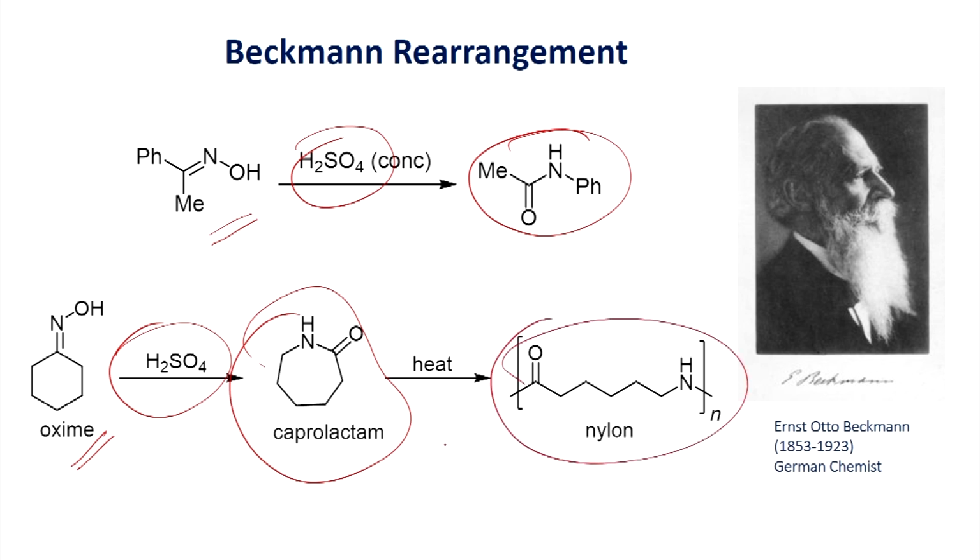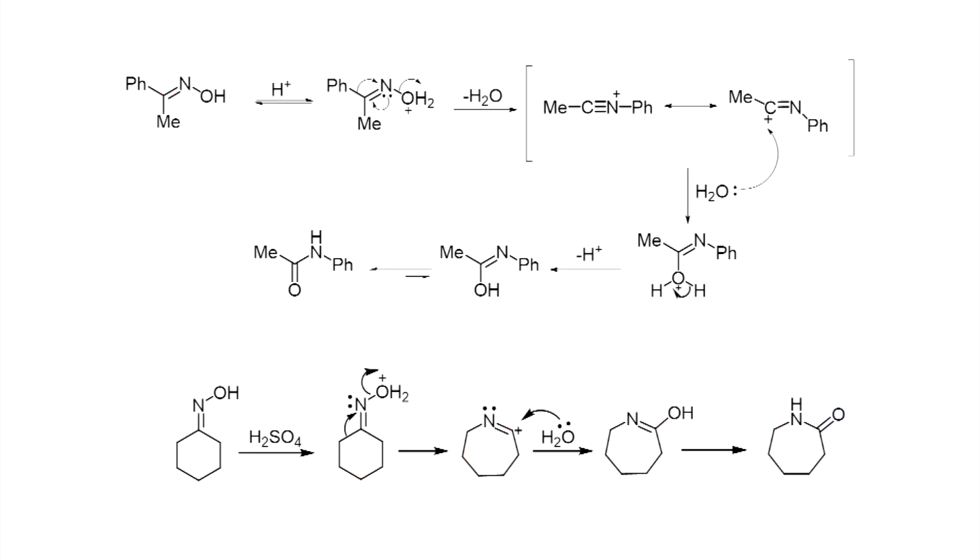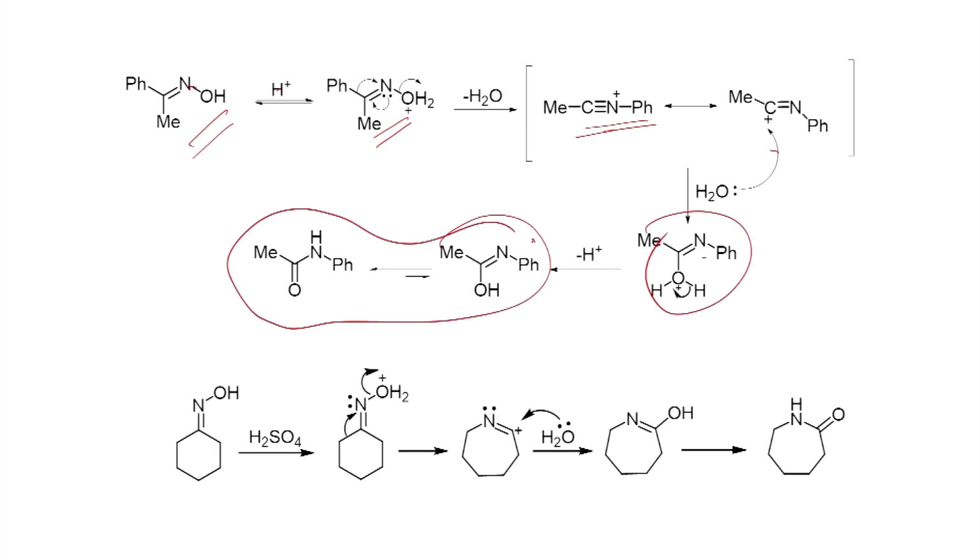This reaction is stereospecific: when you treat with acid, the group trans to the leaving group undergoes migration, and you will be able to get this compound. The mechanism of this reaction is shown. Protonation gives this intermediate, which can lose a water molecule, and you will be able to form the cation intermediate. This cation can react with a water molecule, and you will have the amide as a product.